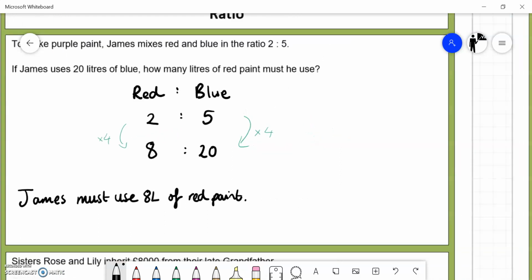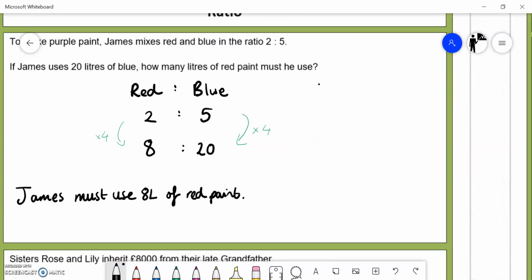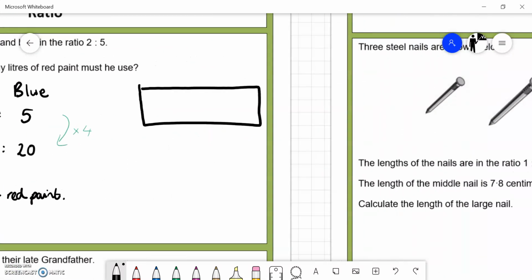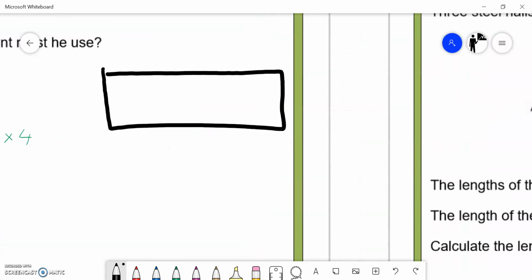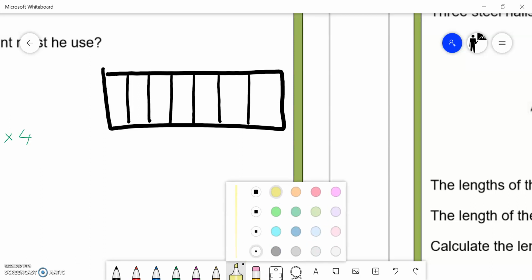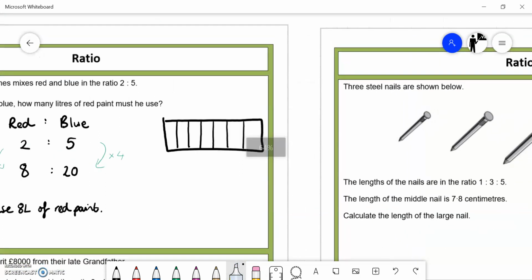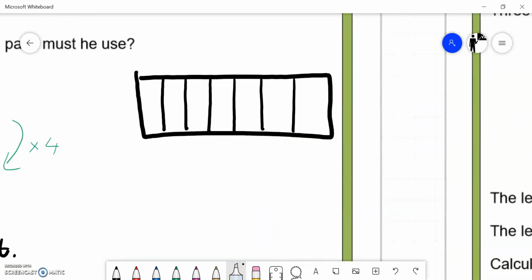We could have looked at this a little bit differently. We could have looked at this with a bar model. So it's been shared in the ratio of 2 to 5. So altogether there are 7 parts altogether. 1, 2, 3, 4, 5, 6, 7. I'm just going to shade these in here. So what was it? It was 2 parts red, 5 parts blue.